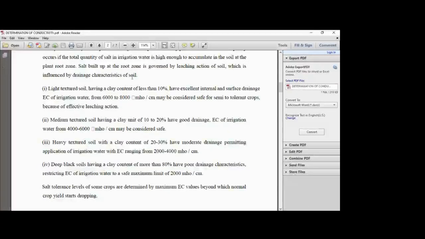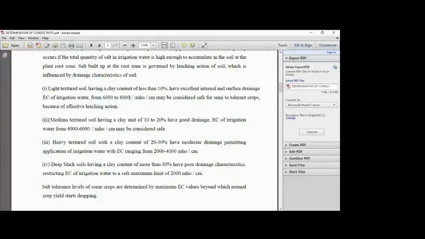So now let's correlate soil with the conductivity value, right? Light textured soil having a clay content of less than 10% has excellent internal and surface drainage. EC of irrigation water from 6,000 to 8,000 micromoles per centimeter may be considered safe for semi-tolerant to tolerant crops because of the effective leaching action. So if I have a light textured soil with clay content less than 10%, I should use irrigation water having an electrical conductivity value in the range of 6,000 to 8,000 micromoles per centimeter.